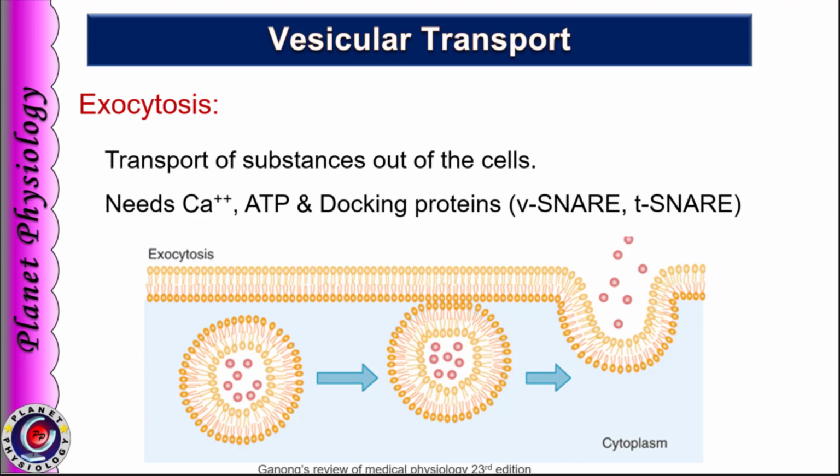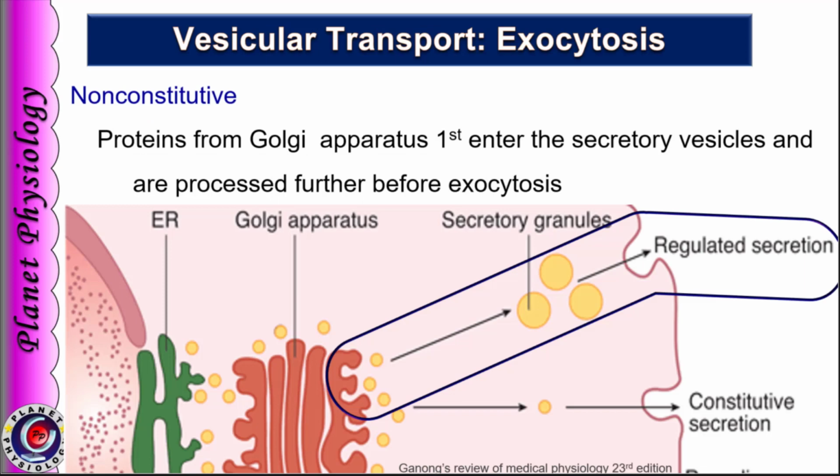These proteins guide vesicles to the specific locations for exocytosis. Exocytosis can take place either by non-constitutive or constitutive pathways. In case of non-constitutive pathway, protein from Golgi apparatus initially enters the secretory granules where they are processed further and then are released from the cell. For example, processing of prohormone to mature hormone before exocytosis. It is sometimes called as regulated pathway.